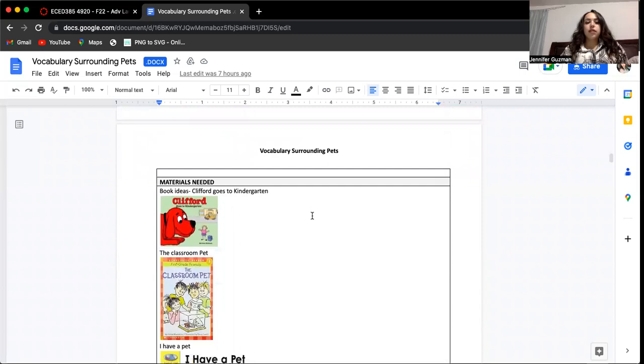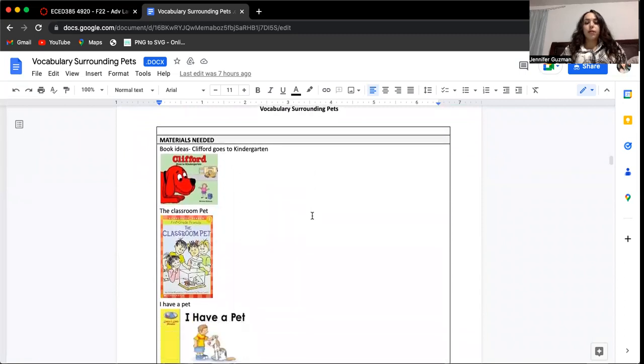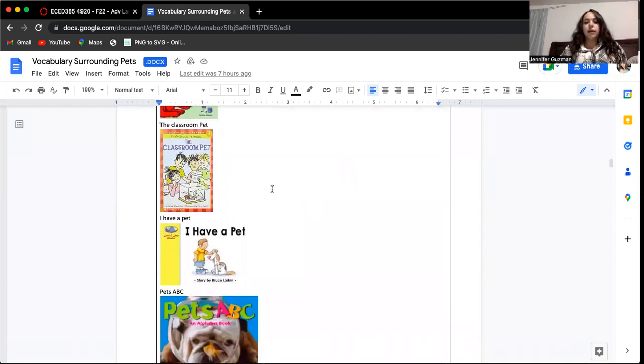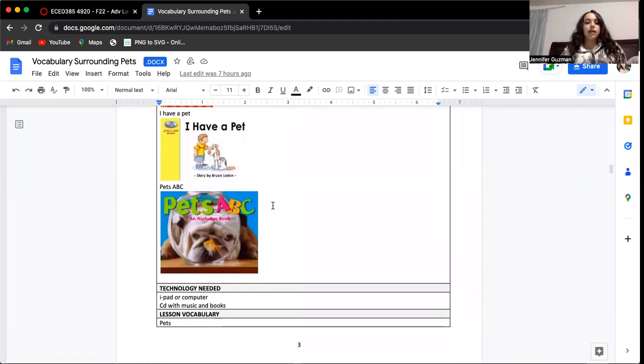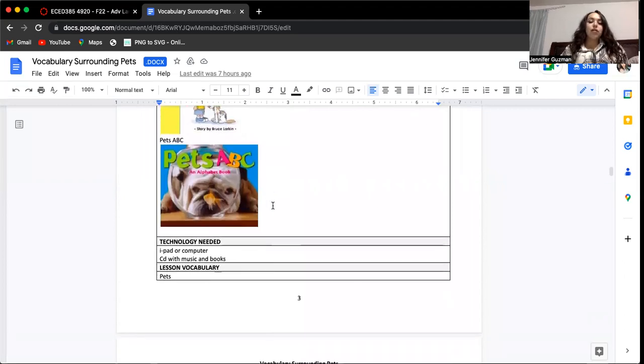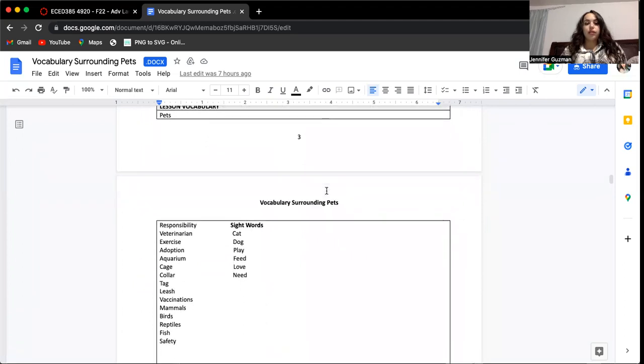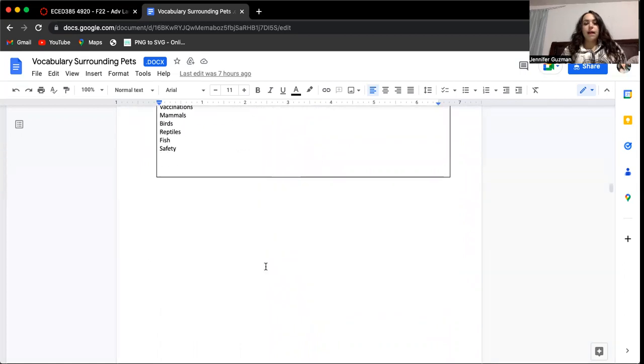Some materials needed could be books that are appropriate for kindergartners. So here we have some: Clifford the Big Red Dog, Classroom Pet, I Have a Pet, Pets ABCs. Technology that we could use: iPad or computer, CD with music and books. And here we have some vocabulary words based off of pets, some sight words.